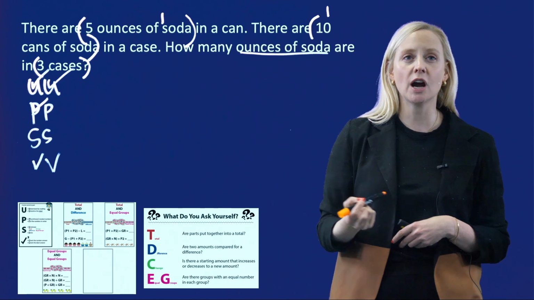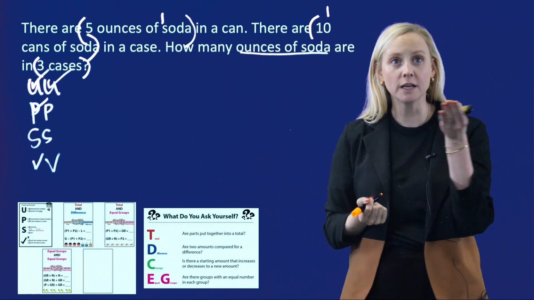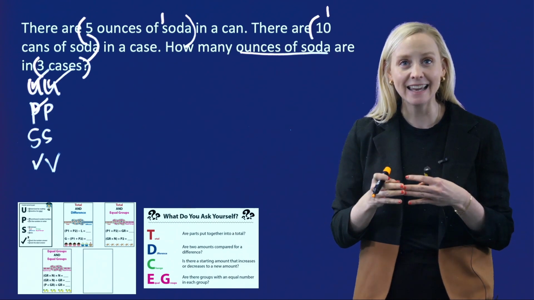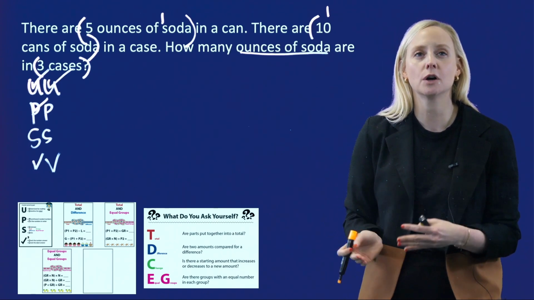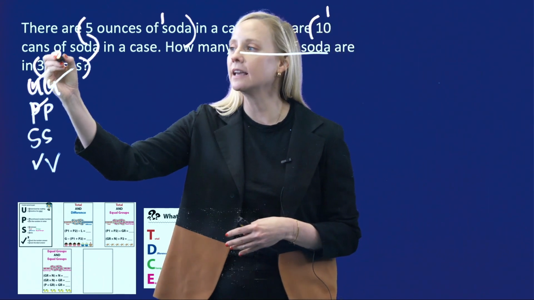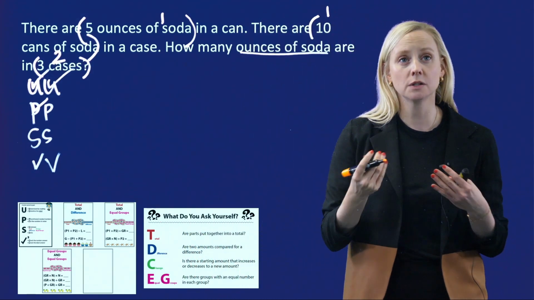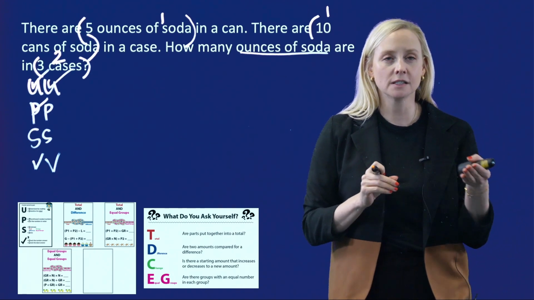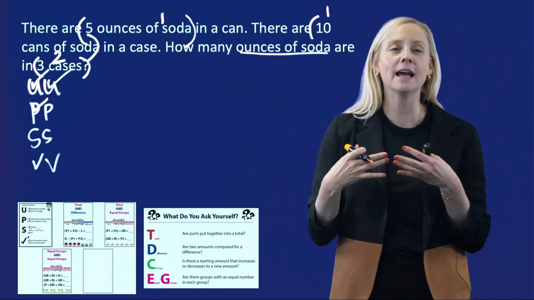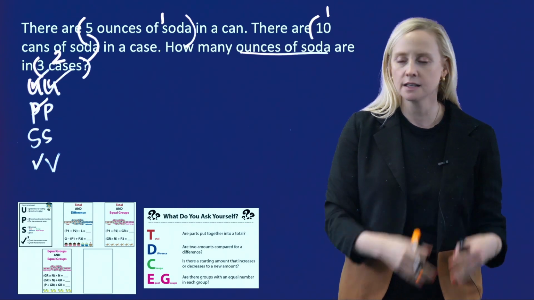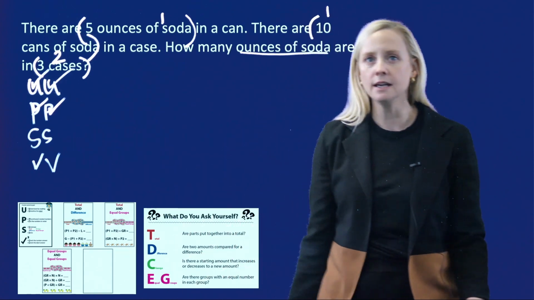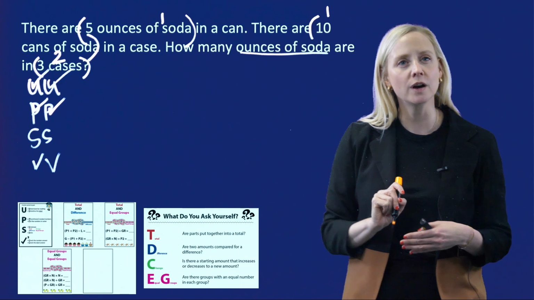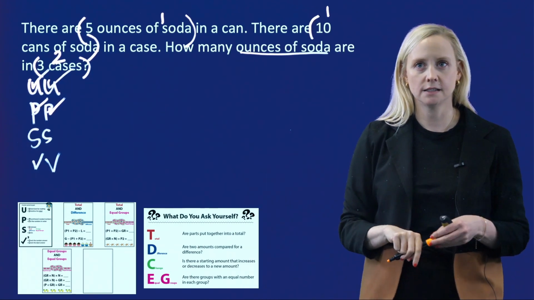Then I need to figure out how many ounces of soda are in 3 cases. So once I found out how many ounces of soda are in 10 cans, I need to figure out how many ounces of soda are in 3 cases. So the second thing I'm doing is focusing on those 3 cases. So I know first I'm figuring out how many ounces of soda are in 10 cans, and then how many ounces of soda are in 3 cases. So I'm going to check off that second P to help me know that I've put my numbers in order. I'm dealing with these first 2 numbers first, and then the 3 cases second.